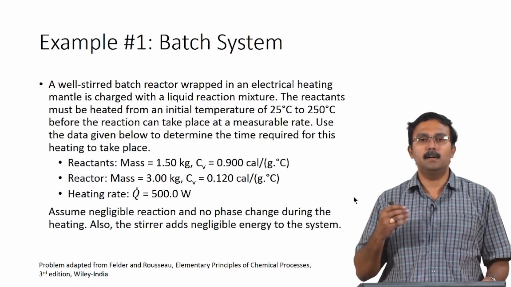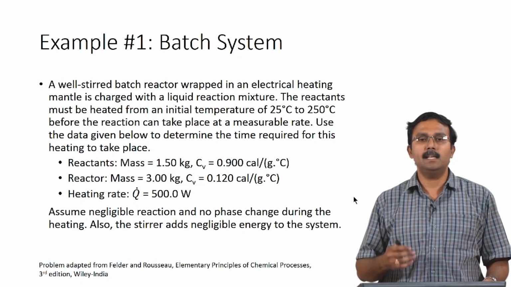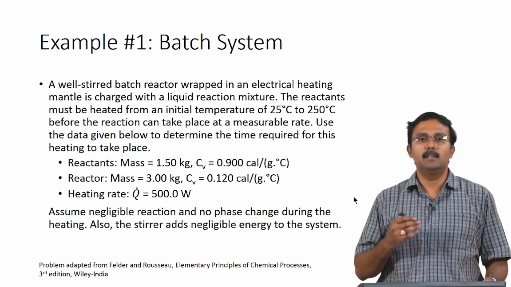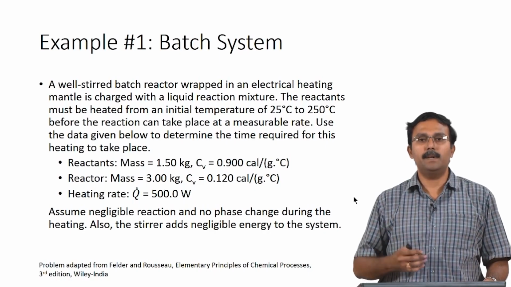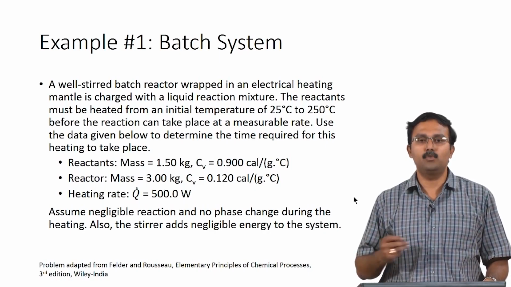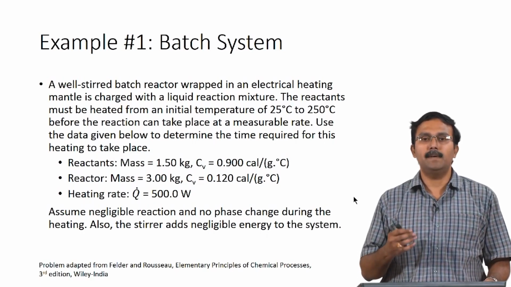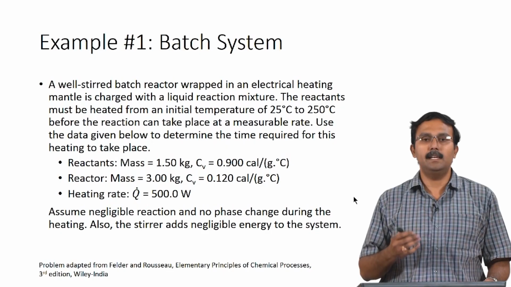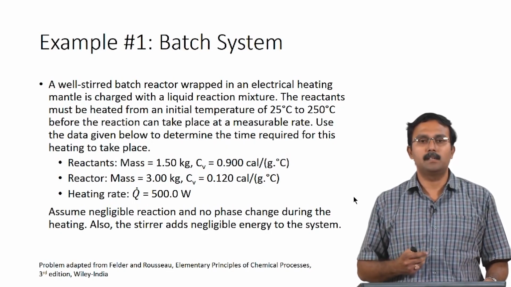A well stirred batch reactor wrapped in an electrical heating mantle is charged with a liquid reaction mixture. The reactants must be heated from an initial temperature of 25 degrees Celsius to 250 degrees Celsius before the reaction can take place at a measurable rate. Use the data given below to determine the time required for this heating to take place.